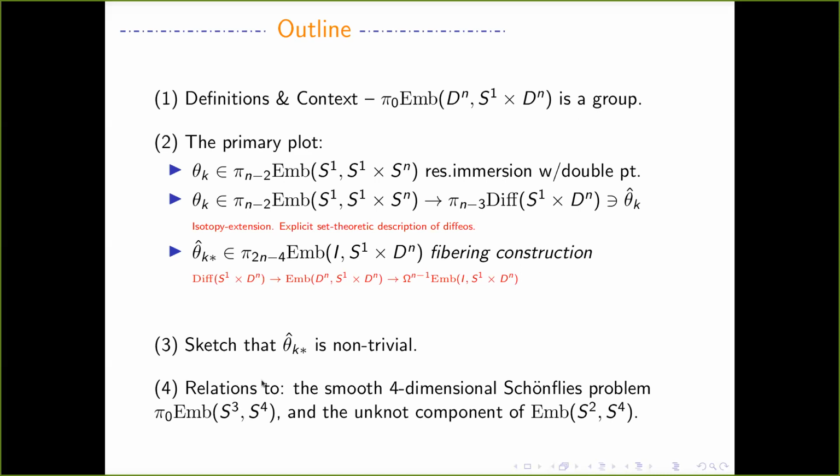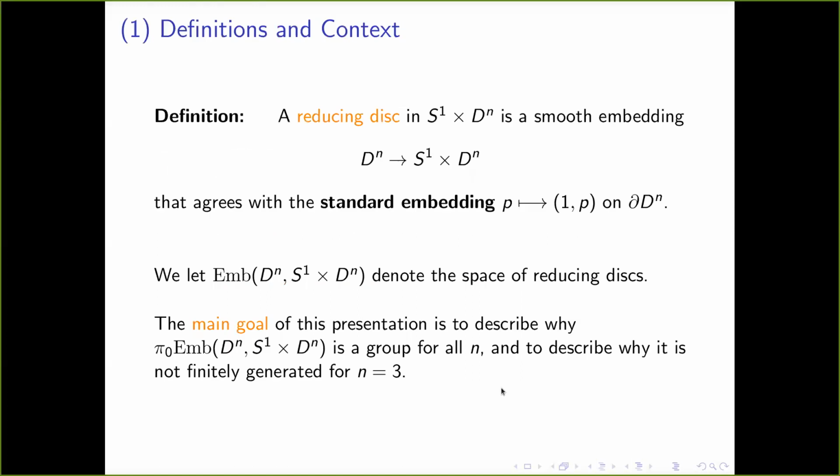And in the last part of the talk, which will probably be the last 3 or 4 minutes, I'll talk about relations to the smooth 4-dimensional Schoenflies problem. We don't give a counterexample, but we give something that's really interesting and non-trivial, but not a counterexample. This also relates to the homotopy type of the space of unknotted embeddings of S2 in S4; we'll show that it doesn't have the homotopy type of the linearly embedded subspace, like the great 2-spheres in S4. So that's the outline, and I'll come back to it every once in a while.